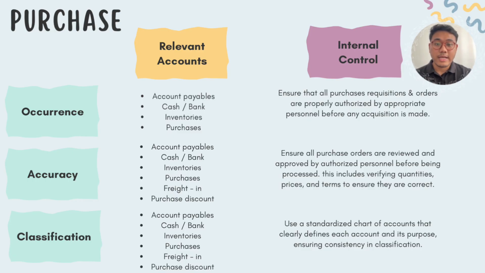Then we go for classification. Classification ensures that all transactions are recorded in the appropriate account. The relevant accounts related to this are accounts payable, cash or bank, inventory, purchases, and purchase returns. To support this, we implement the following internal control. We use a standardized chart of accounts that clearly defines each account and its purpose. This standardization ensures consistency in how transactions are recorded and reported.